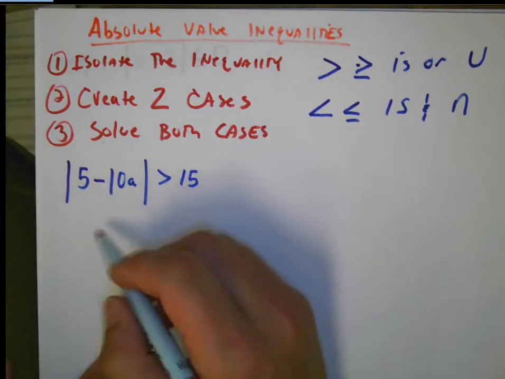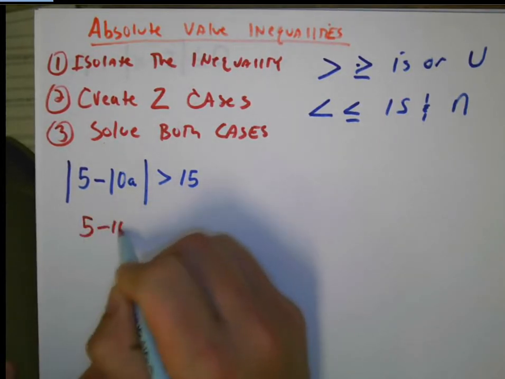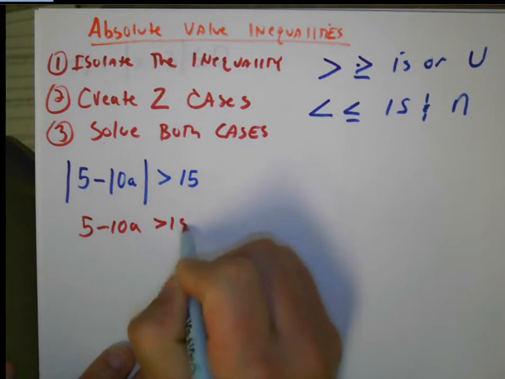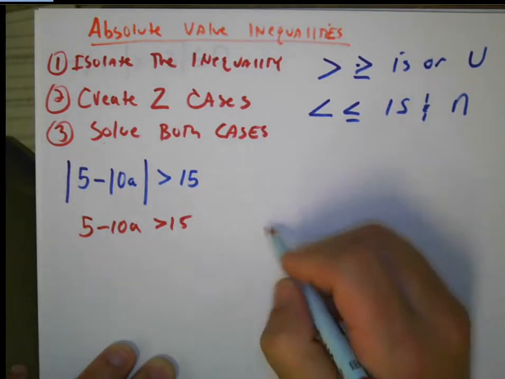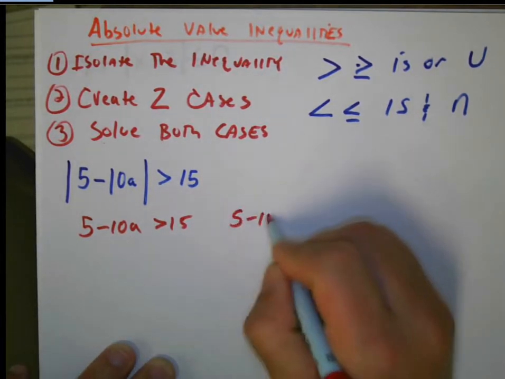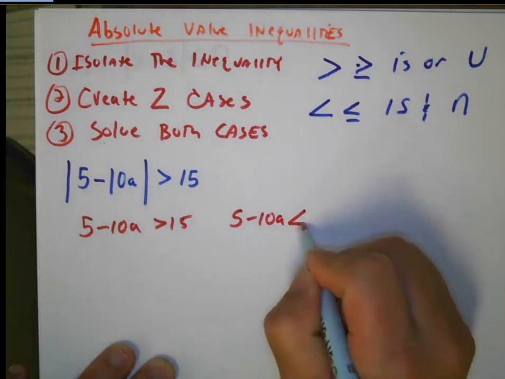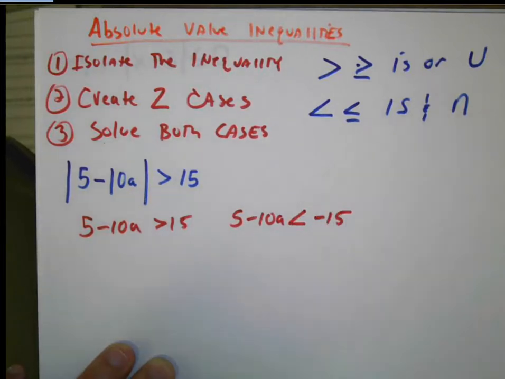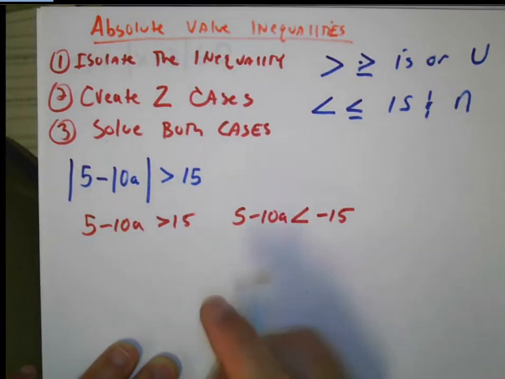We're going to set up two cases. 5 minus 10a is greater than 15, and then you're going to do 5 minus 10a is less than negative 15. See how I flipped it? All right, and so then you just solve it.